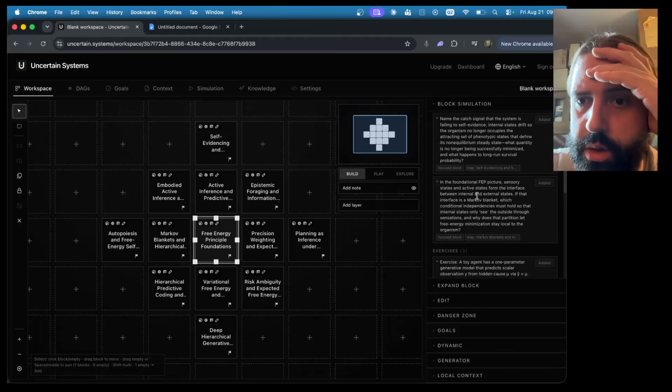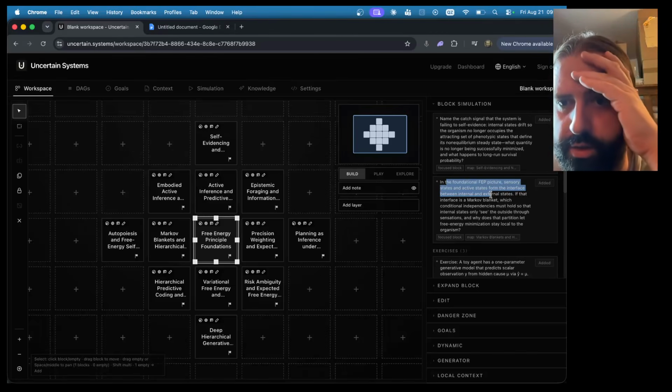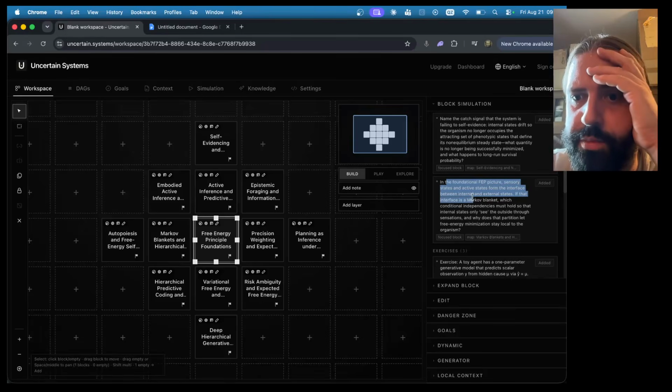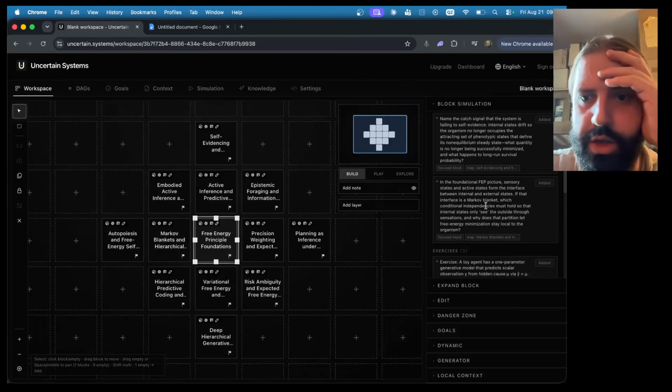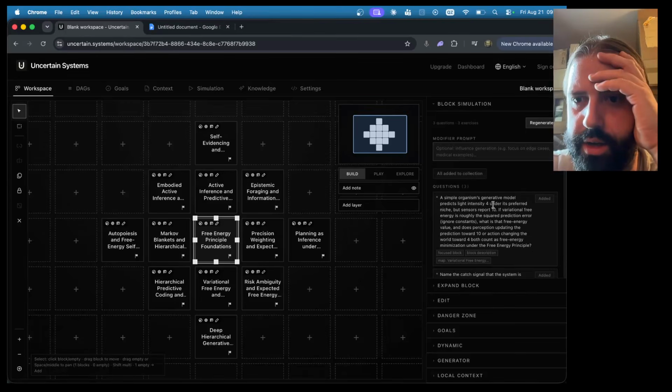In the foundational FEP picture, sensory states and active states form the interface between internal and external states. If that interface is a Markov blanket, which conditional independencies must hold so that internal states only see the outside through sensation? Okay, that's maybe a bit more on Markov blankets, which I would expect to see here, but I think it's okay.